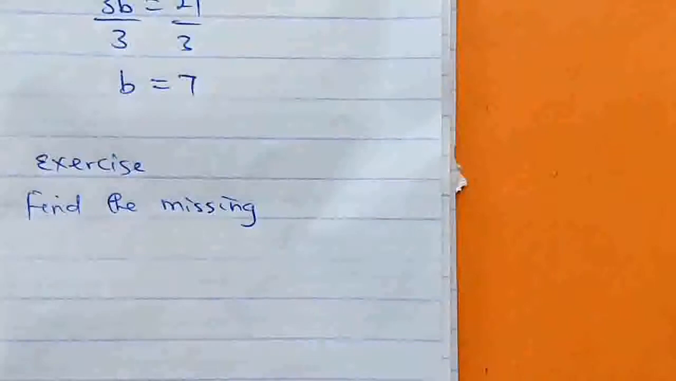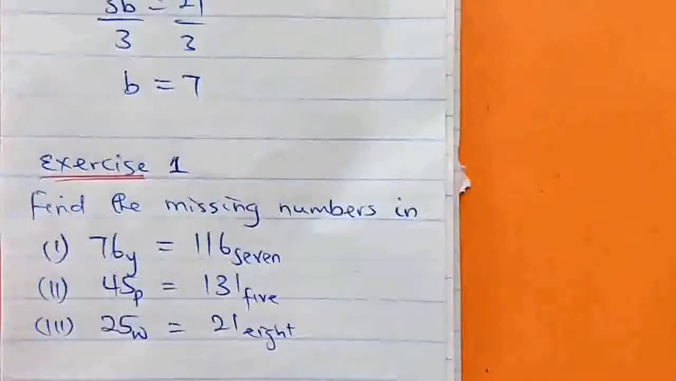Therefore, find the missing numbers in the following. 7c in base y equals 116 in base 7. 45 in base p equals 131 in base 5. 25 in base w equals 21 in base 8.